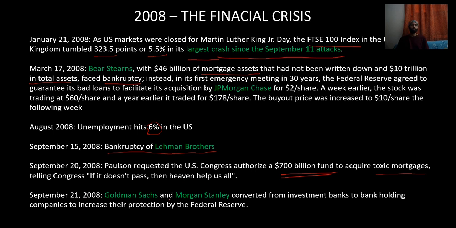September 21st, Goldman Sachs and Morgan Stanley, I bet you have heard the names, converted from investment banks to bank holding companies to increase their protection by the Federal Reserve. Just to enhance the regulatory support, they had to change the format in which their companies were incorporated. So this was the situation as of September 21st, 2008. We are highlighting this because we want to understand how the financial system got totally shaken up during the 2008 financial crisis. What all was happening at that time?